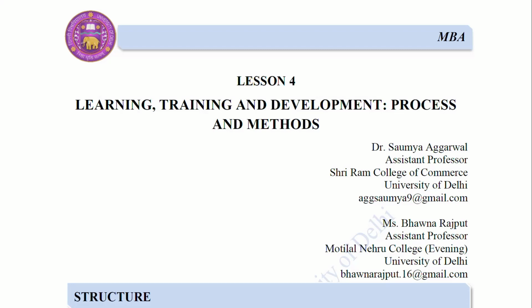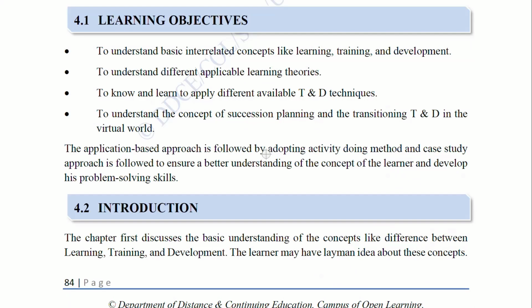Lesson 4: Learning, Training and Development, Process and Methods. 4.1 Learning Objectives. To understand basic interrelated concepts like learning, training and development. To understand different applicable learning theories. To know and learn to apply different available T&D techniques. To understand the concept of succession planning and the transitioning of T&D in the virtual world.